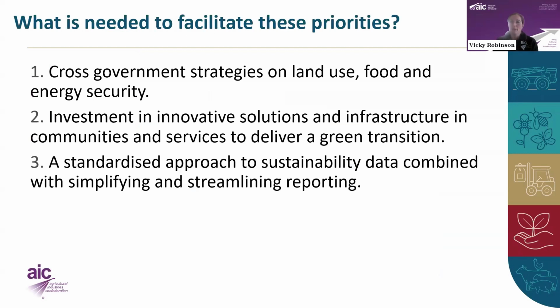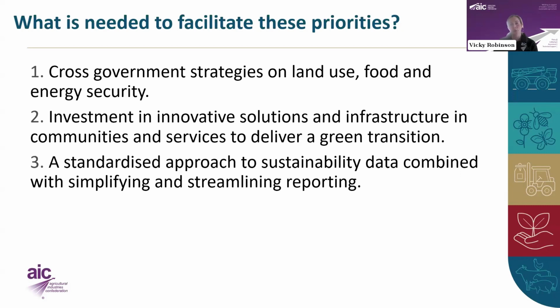And we thought it would be really helpful to include three areas of support of what we felt was needed to help us deliver and move ahead with this. So first of all, a cross-government strategy on land use, food and energy security. We need an integrated approach to recognise the many areas of government the food system touches.